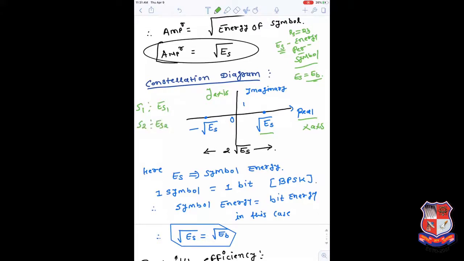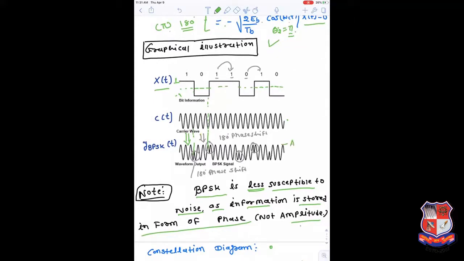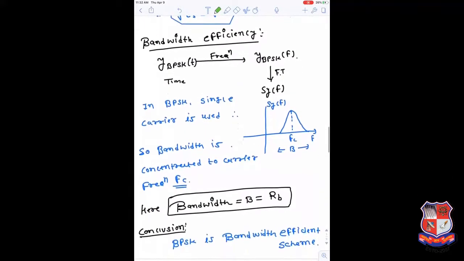But in phase shift keying, the information is stored in the form of phase, not amplitude. So if the amplitudes are equal for both symbols S1 and S2, the energy is also identical. Energy does not depend on frequency and phase; energy depends on amplitude, and in phase shift keying the amplitudes A and minus A do not change. That remains constant. Unlike ASK, where the difference is in amplitude, in a PSK signal the difference is in phase, not amplitude. So both symbols have the same amplitude and differ only in phase. If they have the same amplitude, their energies are also equal.